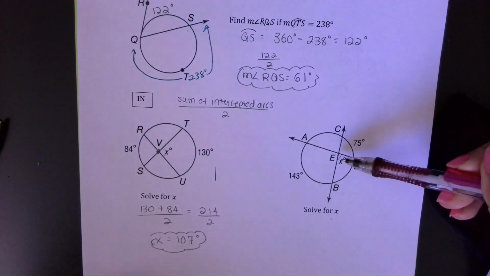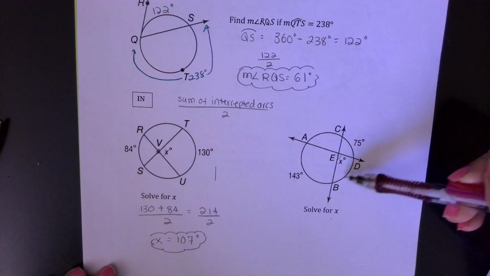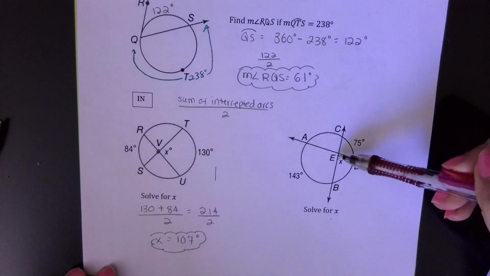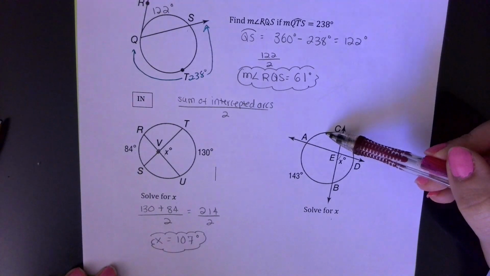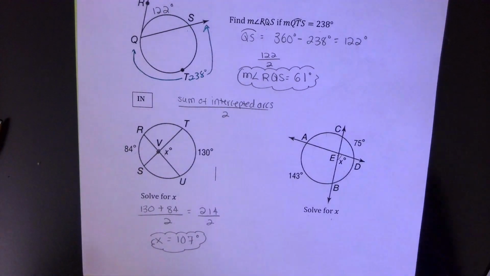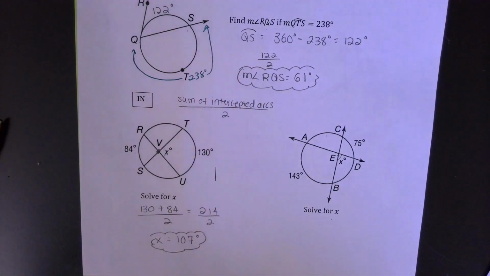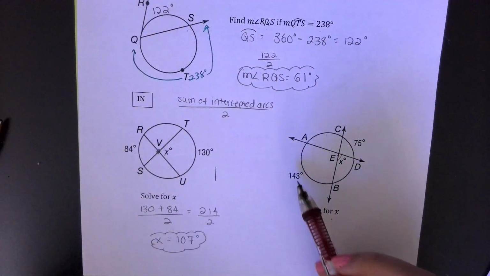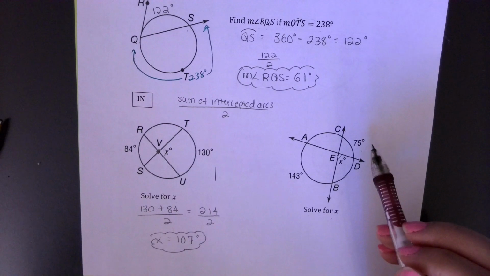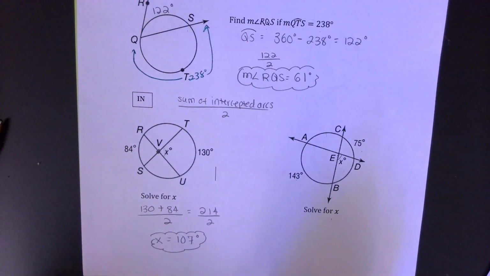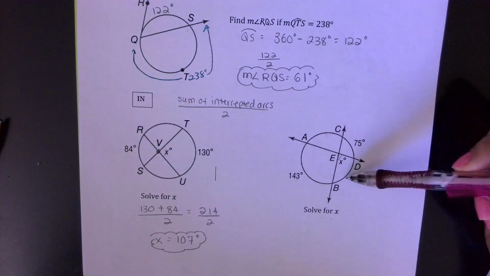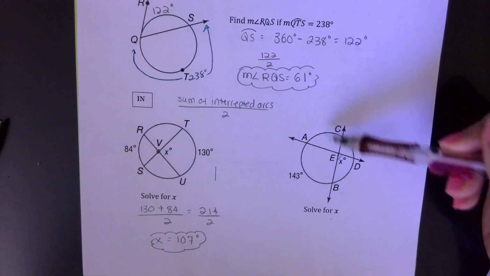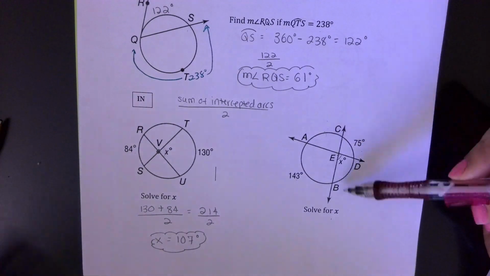I don't have a value for an intercepted arc on this side, nor do I have it on that side. So whenever you have a situation like that, always think again about a circle. The whole circle is 360 degrees. So I have 143 and 75. You might want to think, okay, let me subtract those from 360. If you do that, we still have 2 empty arcs that we don't know about, and they're not congruent, so you can't divide by 2, so that's not going to help us.